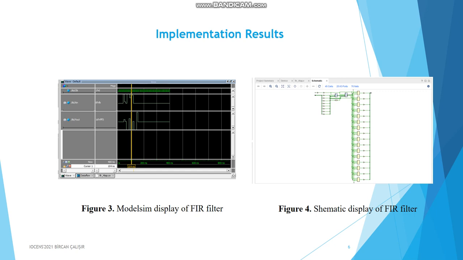At the end of hardware implementation with XC7Z020 CLG400 FPGA kit, obtained resource utilization is shown in Table 1.